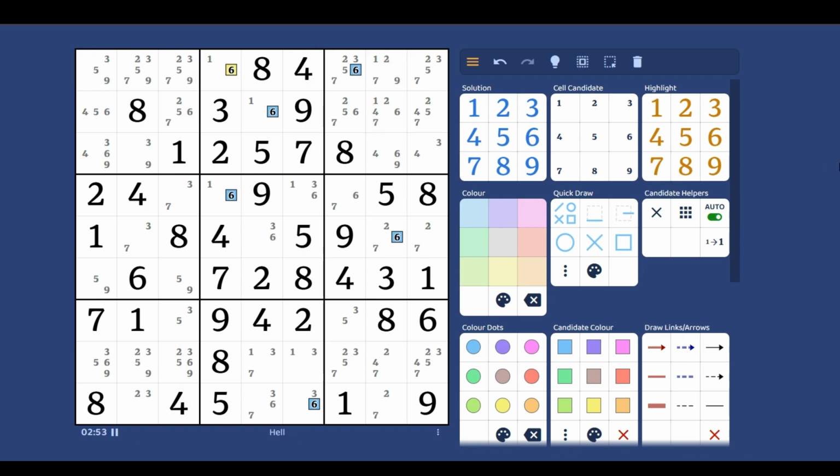So by using weak links, we could extend our parities independently of each other, and that can allow us to make a lot of eliminations.